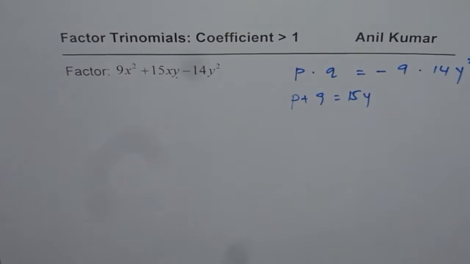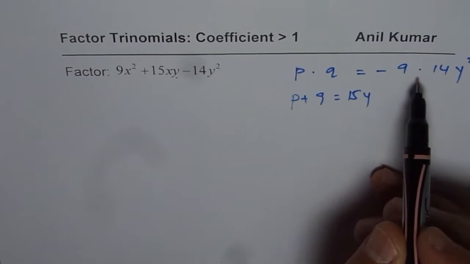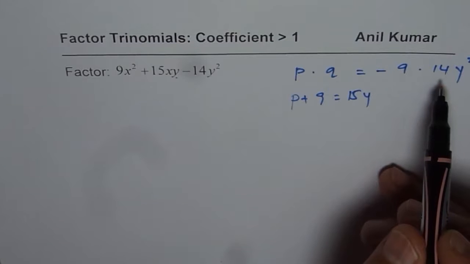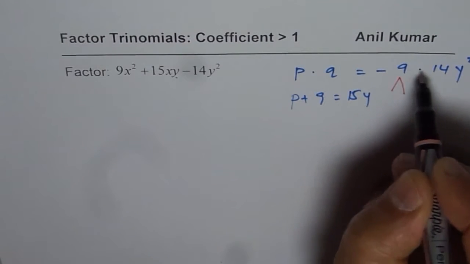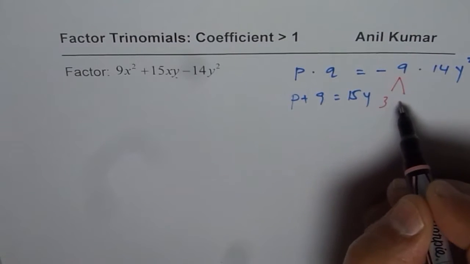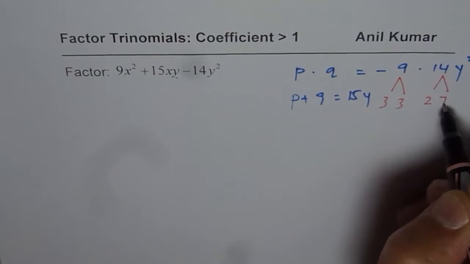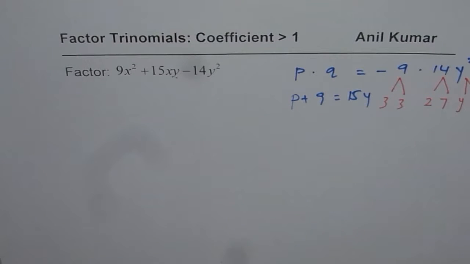Now what could be these numbers? We need not really multiply them. I'll show you a technique where we need not multiply and get the answer very fast. The technique here is to factorize the terms. So 9 could be written as 3 times 3, 14 could be written as 2 times 7, and y could be written as y times y.